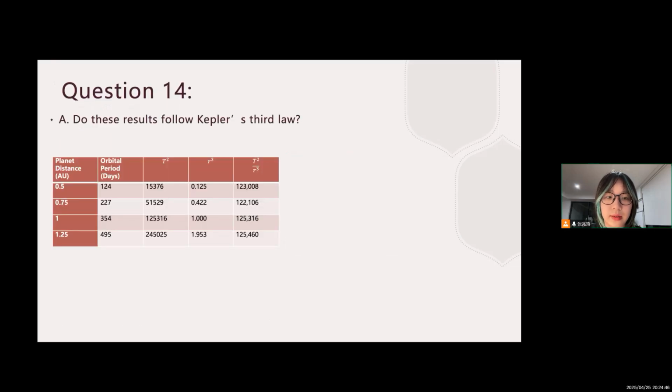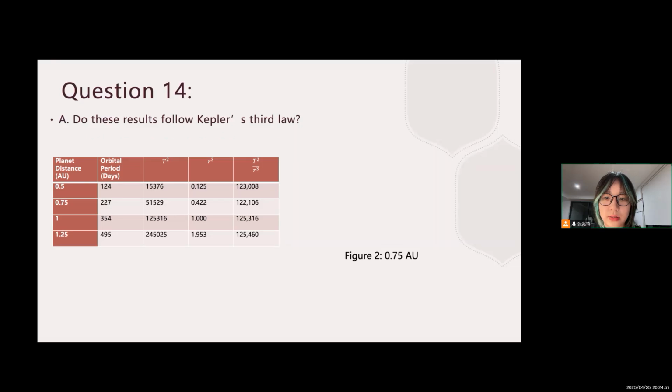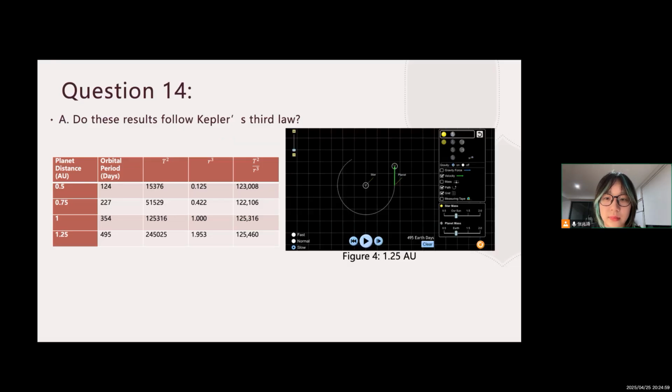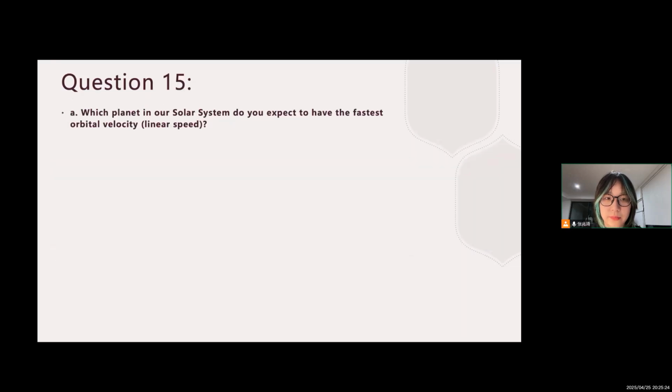And question 14a. The left-hand side is my experiment result, and the right-hand side is each planet's distance result. And I put all figures there. So according to these figures, my answer is yes, the data supports Kepler's third law. This consistency across multiple orbits confirms that as a planet's distance from the Sun increases, its orbital period increases in a predictable mathematical pattern, in line with Kepler's finding.